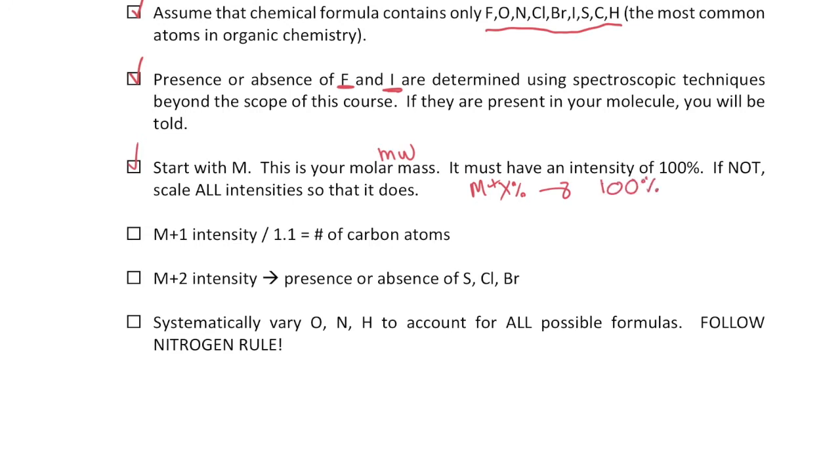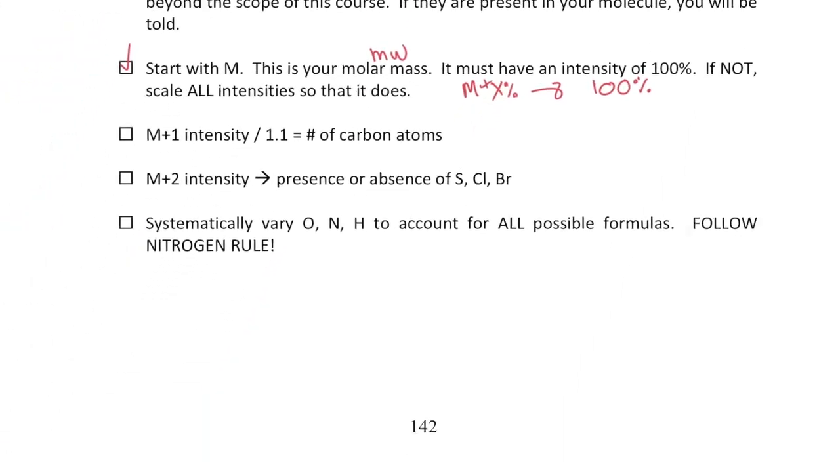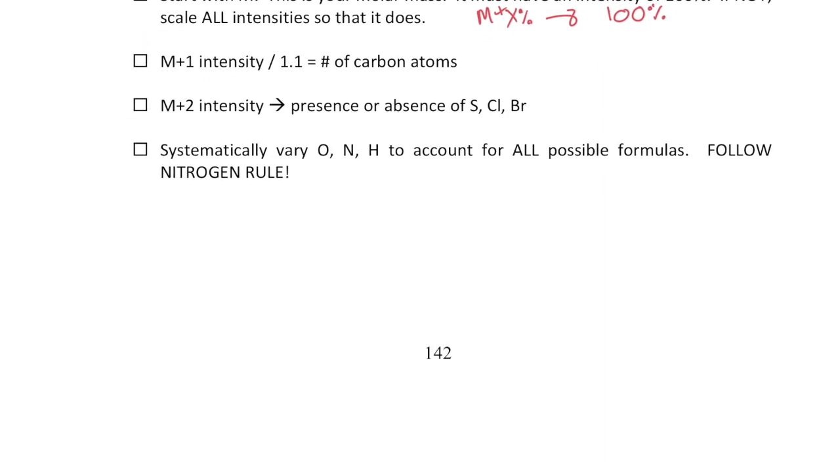Once you've done that, that's all you do with M plus. So you systematically treat each region of that M plus region, that yellow region I talked about over here. So you start with your M plus, you make that 100%. Then you move on to M plus 1. You divide that by 1.1, the abundance of carbon 13, and that gives you the number of carbon. Very useful. Then you go to M plus 2 and you look for the characteristic M plus 2 culprits: sulfur, chlorine, bromine. And you can tell which one is which by their ratio, their relationship to M plus.